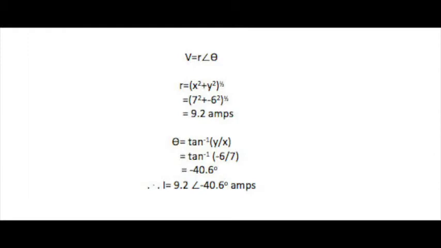To find the angle, we use theta is equal to the inverse tan of y over x. Again, substituting for x and y, we have a resulting angle of -40.6 degrees. Therefore, in polar form, our current is equal to 9.2 angle -40.6 degrees amps.